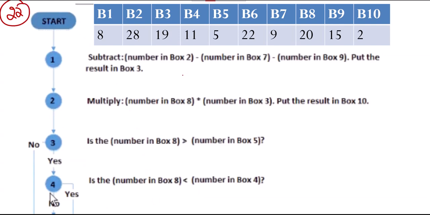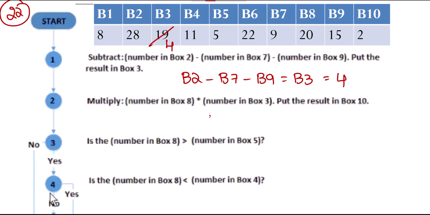22. First step is box 2, box 7, box 9. From box 2, 7 and 9 are subtracted, and the result goes in box 3. I think the box numbers are clear for you. Box 2 is 28, minus 9 is 19, minus 15 is 4. Box 3 is updated to 4. You can see 28 and 7 and 9 is 24, subtracting gives 4.